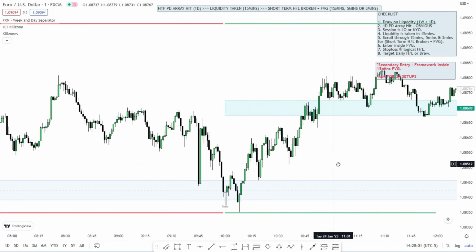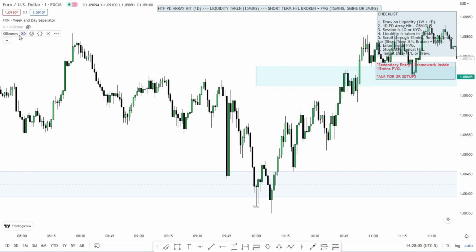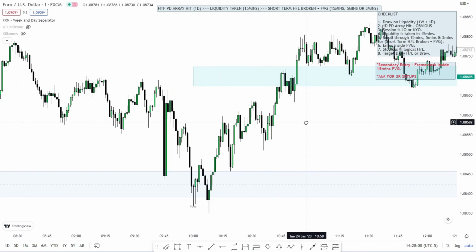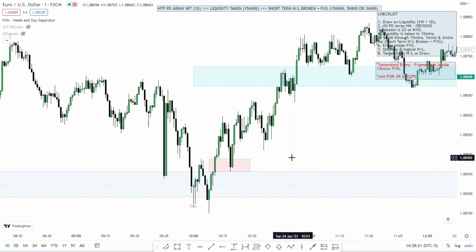Look. This is why I was saying I like the 1 minute here. Let's disable that. Look at that entry. Beautiful entry. Beautiful entry. That is your entry right there.